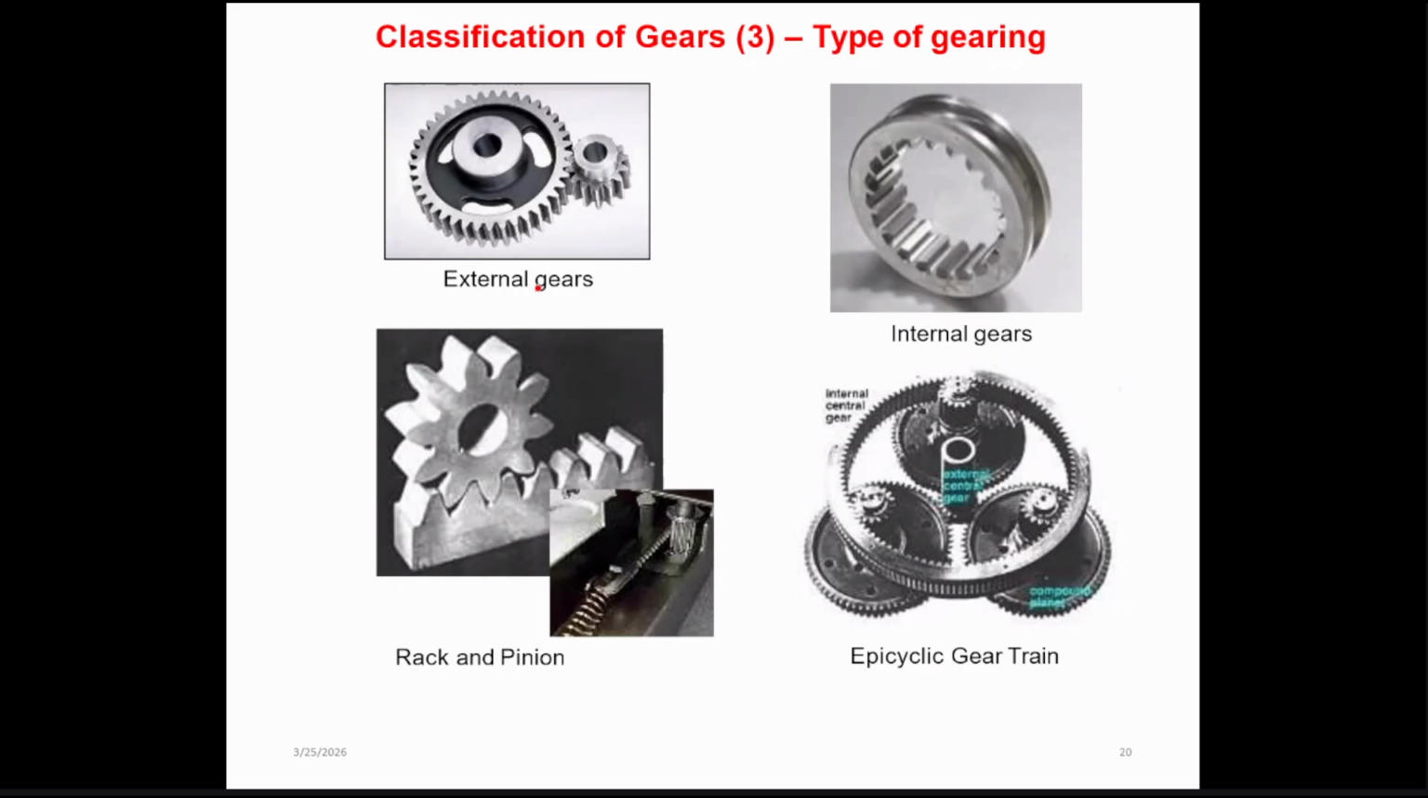Yes, we were discussing about the external gears and internal gears, rack and pinions, and epicyclic gears. So external gears are known, and in the case of internal gears, we can include our gears at the mid area, right? So especially in gear heads, motor gear heads, we have seen this type of gearboxes, right?